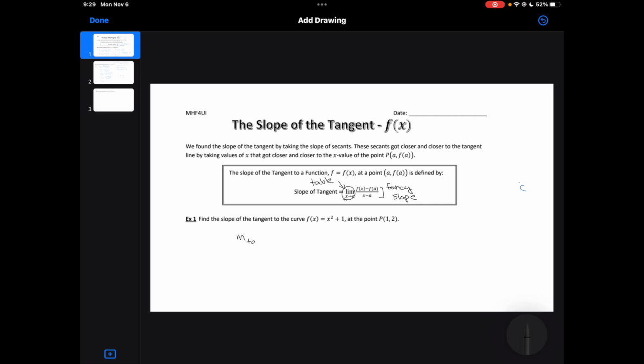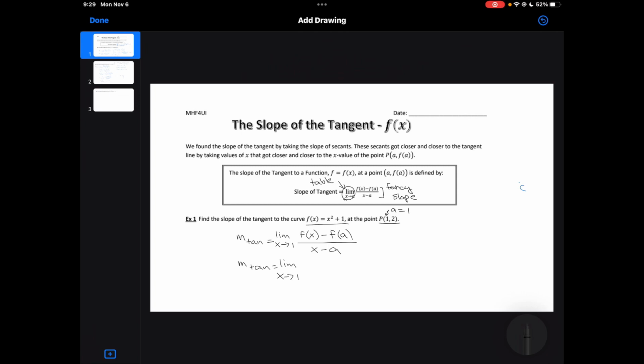So we're going to find the slope of our tangent for this function, f at x equals x squared plus 1 at the point P, 1, 2. So our x value here is our a value, so a equals 1, which means that we're going to find the limit as x approaches 1 of f at x minus f at a all over x take away a. So our next line is we're going to substitute in our known values here.